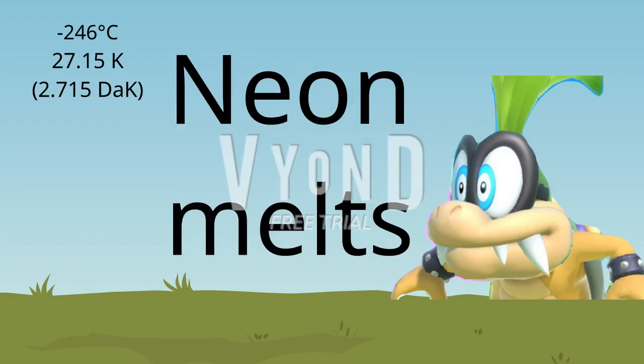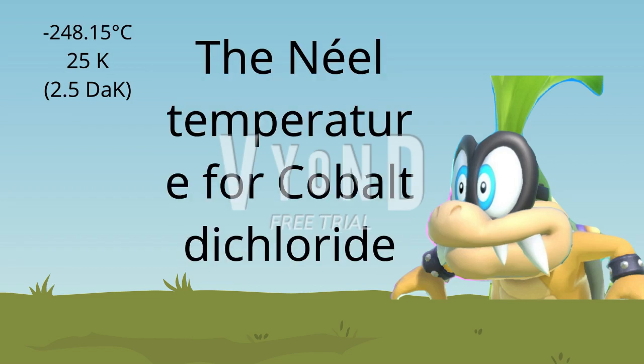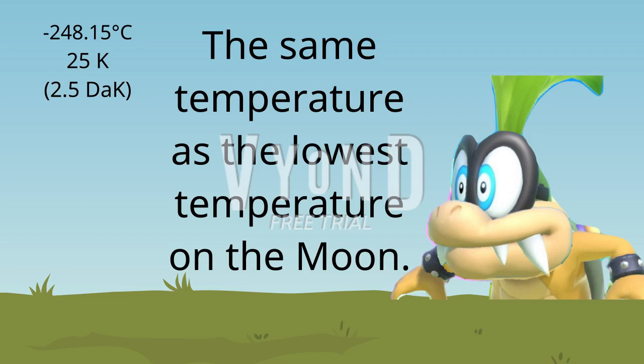That's 30 Kelvin. Neon, the second lightest noble gas that is the fourth most abundant element in the universe at atomic number 10, became a liquid at minus 246 degrees Celsius, or 2.715 decakelvins. That's 27.15 Kelvin. The Néel temperature for cobalt dichloride, a compound containing one cobalt atom and two chlorine atoms, is minus 248.15 degrees Celsius, or 2.5 decakelvins. That's 25 Kelvin, the same temperature as the lowest temperature on the Moon.